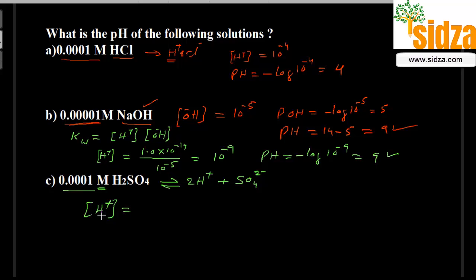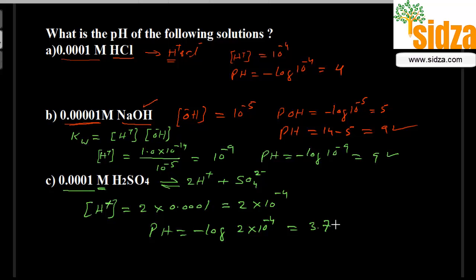So the H plus ion concentration will be 2 times 0.001, which you can also write as 2 into 10 to the power minus 3. That is the concentration of the H plus ions. And you can find the pH now, which is negative log of 2 times 10 to the power minus 3. When you simplify this, it will be about 2.7. So this solution has a pH of about 2.7.